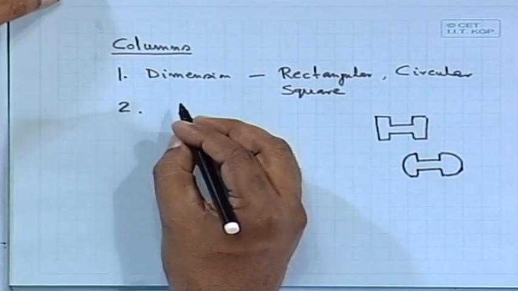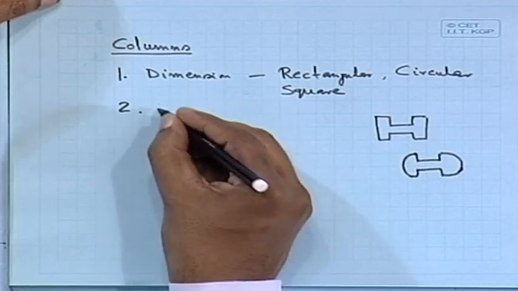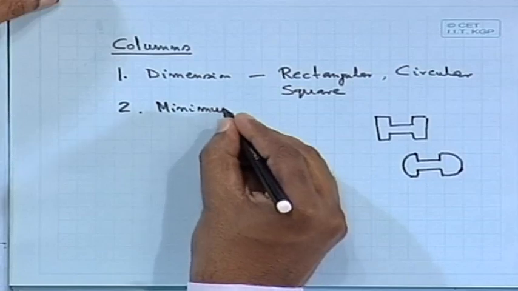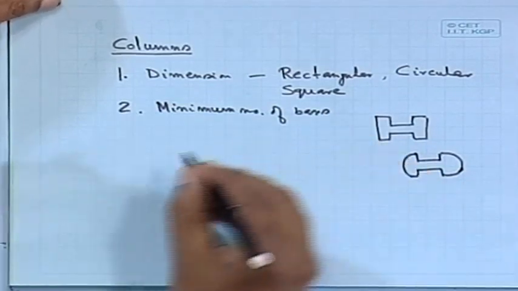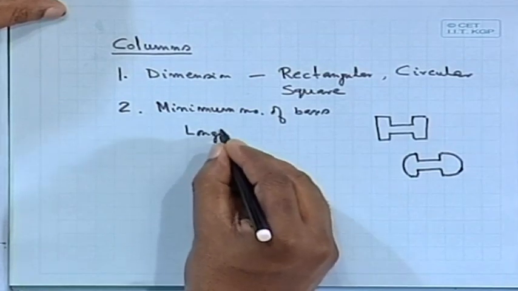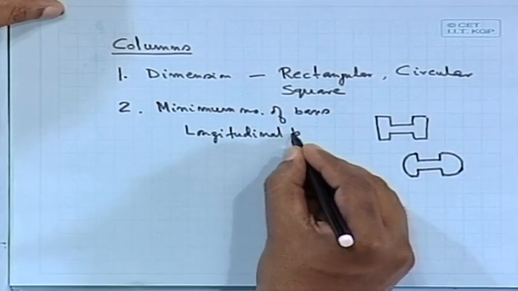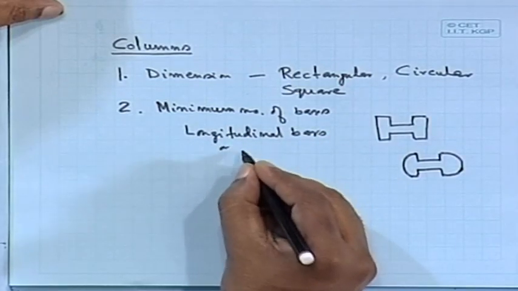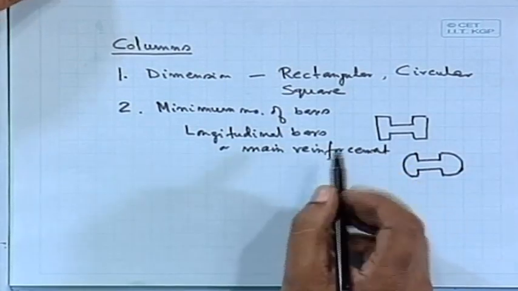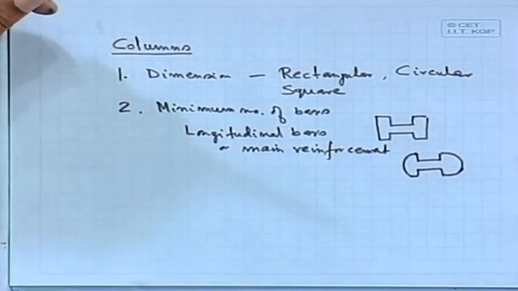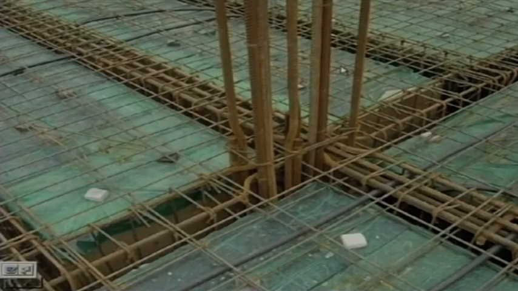Number 2, that we have to provide the minimum reinforcement, minimum number of bars. We have 2, one is called longitudinal, this is also called main reinforcement. So this main reinforcement, that is longitudinal, here this one, we call longitudinal. When we talk about this one, that means this one will share the load along with the concrete. Concrete and steel both together will share the load, and that will be shared by this longitudinal one.